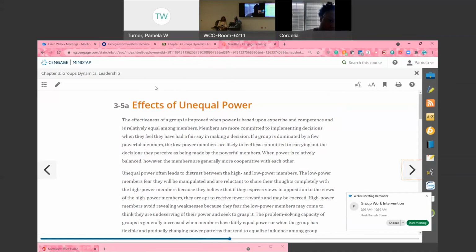Nobody wants to be told what to do, right? We're in this group, we're on the island, we're in the group setting. Don't tell me what to do. We're all equal adults in this room. We just don't like being told what to do. If a group is dominated by a few powerful members, the low power members are less likely to feel committed. It's them up there. You didn't ask me what I think.